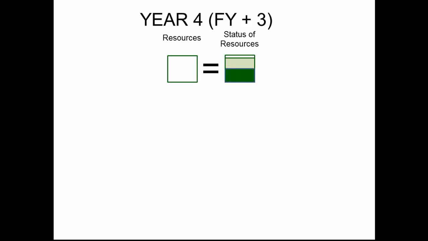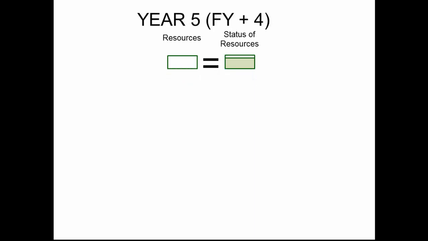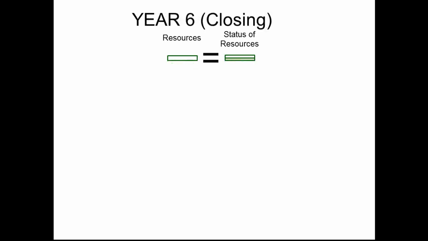Well, by now you can see the pattern. This continues until the end of year 6. When we reach the end of year 6, we've reached the end of the life of our account, and we need to close it out. We note that there is a little bit left unobligated and a little bit that is obligated but unpaid.